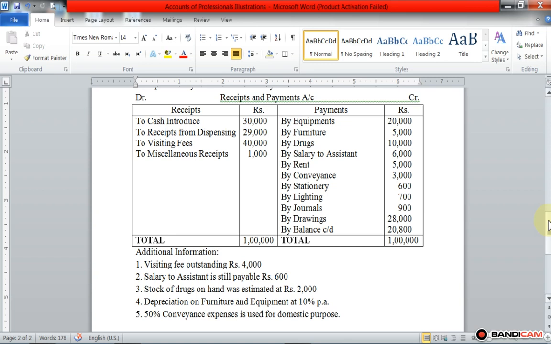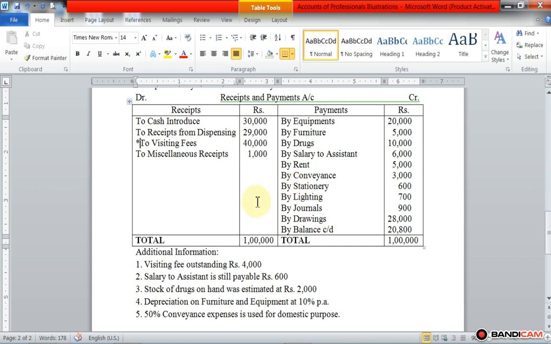First of all, visiting fees outstanding rupees 4,000. It is additional information, and visiting fee is given on the receipt side. So an adjustment is given on visiting fee, so make a star in front of visiting fee. While we transfer the receipt side, when we see a star in front of any item, we remember that additional information is provided on that respective item.